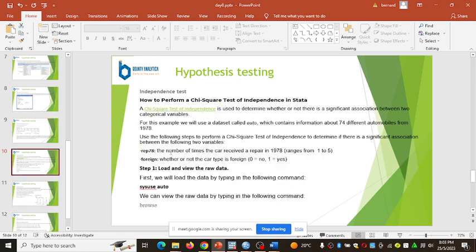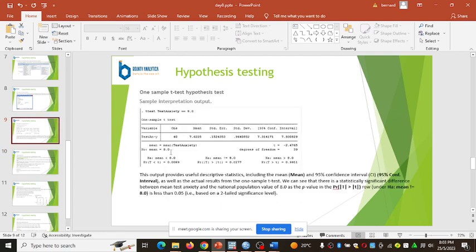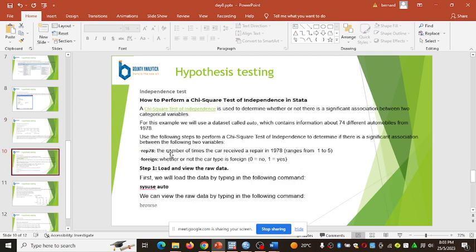So let's go to the independence test. Let's dive into the independence test, and here we use the chi-square test. The chi-square test of independence is used to determine whether or not there is a significant association between two categorical variables. For this example, we will use the auto data set that is inbuilt in our STATA.